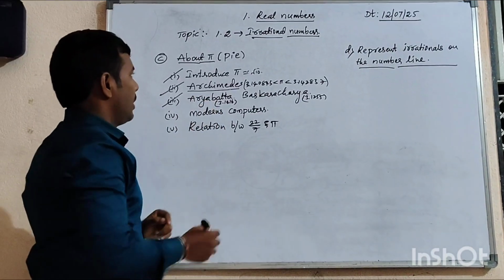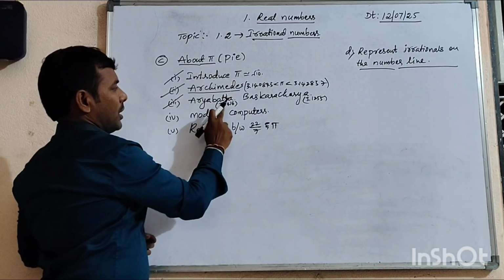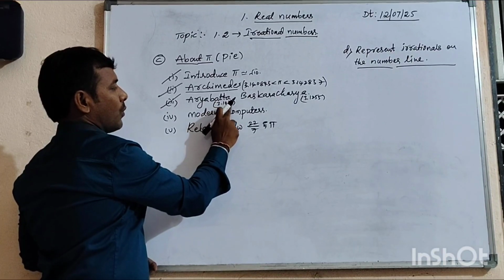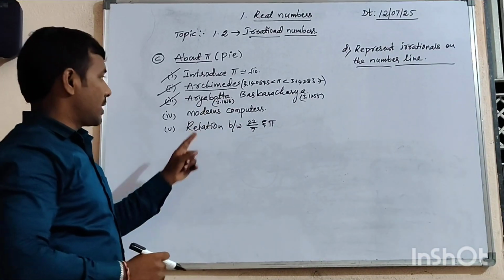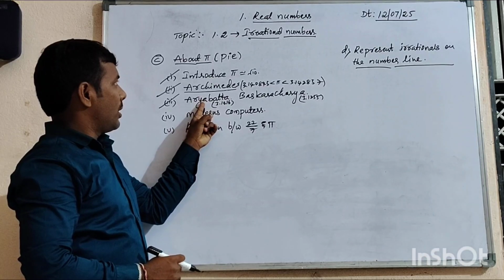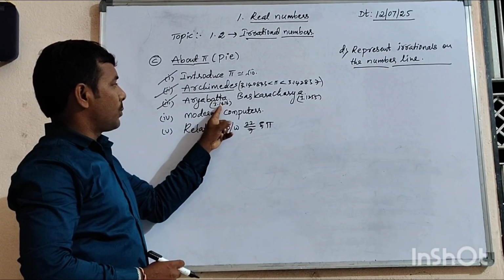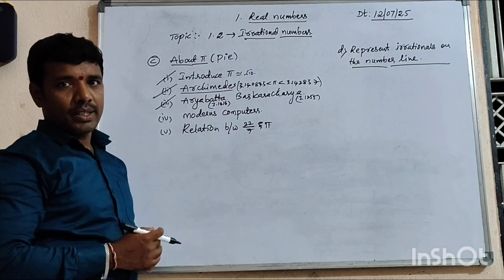Next, according to Aryabhatta, our Indian mathematician, the pi value is approximately 3.1416 up to 4 decimal places. Once again, according to Aryabhatta, the pi value is 3.1416 up to 4 decimal places.